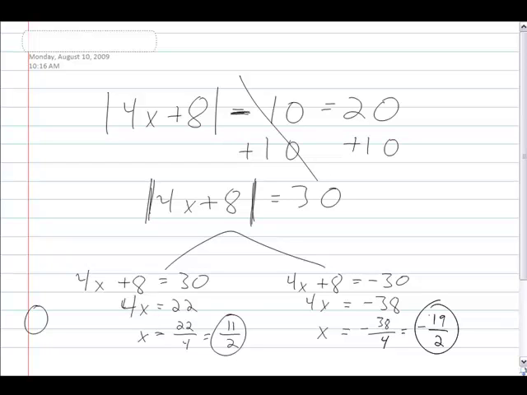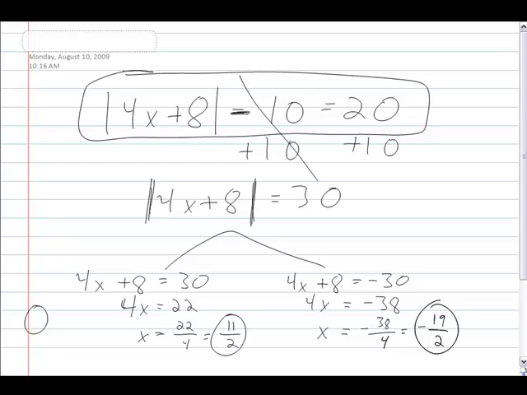So again, we have two different answers that both work when we plug them back into the original equation. And again, equations are nice. You can always check your answer when you get specific values for x.